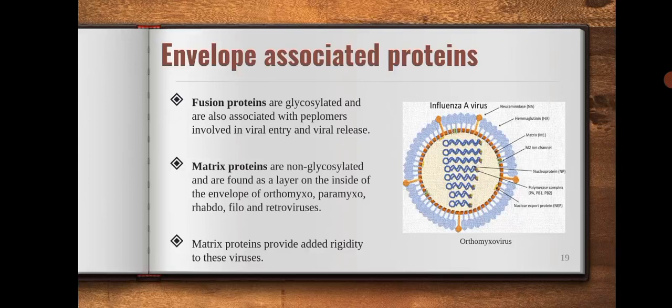Fusion proteins are glycosylated and are also associated with peplomers involved in viral entry and viral release. Matrix proteins are non-glycosylated and are found as a layer on the inside of the envelope of orthomyxo, paramyxo, rhabdo, filo, and retroviruses. Matrix proteins provide added rigidity to these viruses.